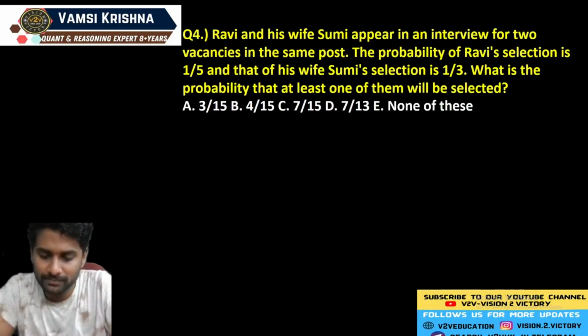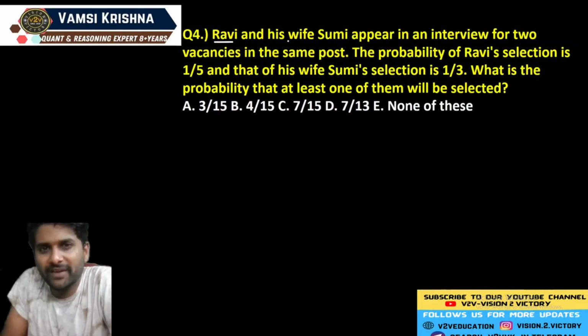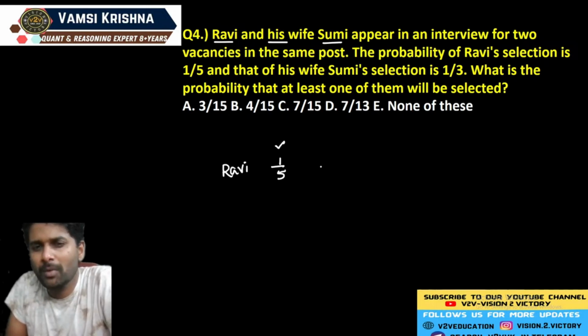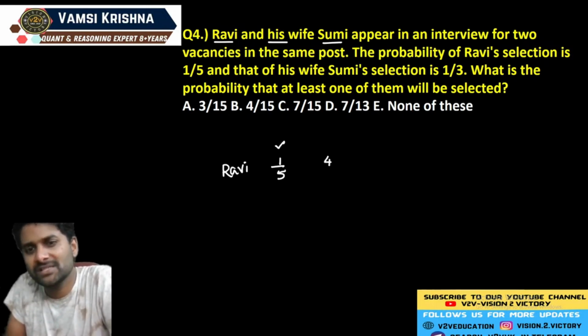On to question number 4. Now see this question here. Ravi and his wife Sumi appear for an interview for 2 vacancies in the same post. So the probability of Ravi's selection is 1 by 5. So the probability of Ravi not being selected means 4 by 5.